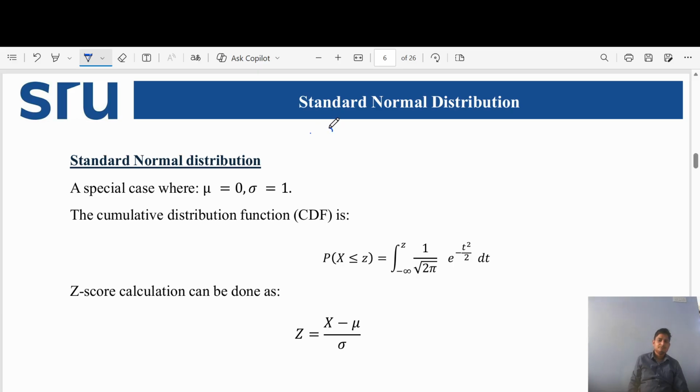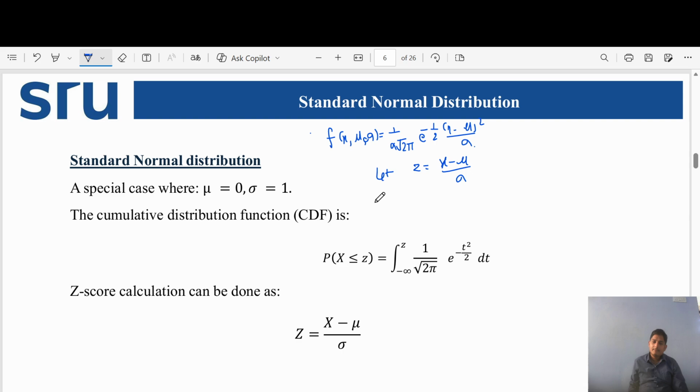So this f of x comma mu comma sigma is nothing but 1 upon sigma under root 2 pi e to the power minus 1 by 2 x minus mu whole square upon sigma square. So let us assume z is equal to x minus mu upon sigma. We transform this into another distribution which is known as standard normal by assuming this transformation z is equal to x minus mu upon sigma.